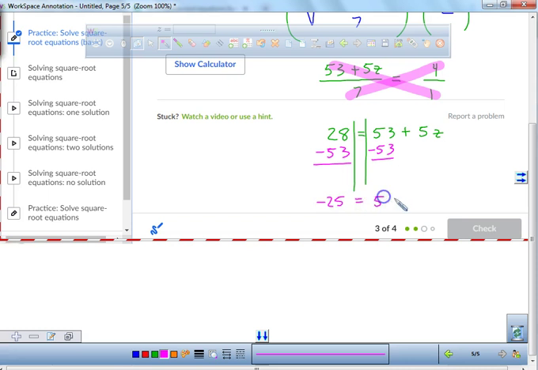Equals 5z. That zeroes out. That becomes a negative 25. I'm just bringing down the 5z. So what's the last step? Divide both sides by 5. So what does z have to equal?